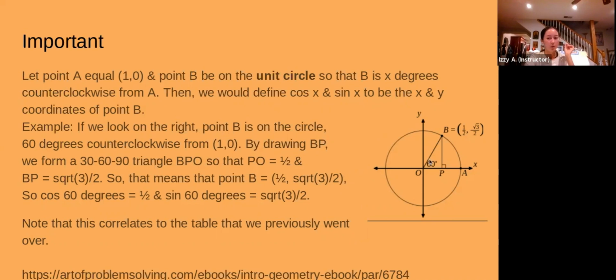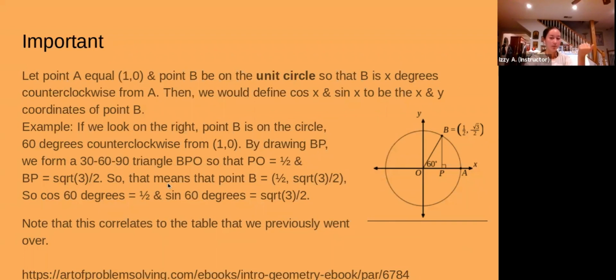So if we look on the right, point B is on the circle, and it's 60 degrees counterclockwise from (1, 0). So by drawing BP, we can form a 30-60-90 degree triangle BPO, so that PO would be 1/2, and BP is square root of 3 divided by 2. Because we know that the hypotenuse is 1, the shorter leg is going to be 1/2, and because the shorter leg is 1/2, that means that the longer leg would be 1/2 times square root of 3, or square root of 3 over 2.